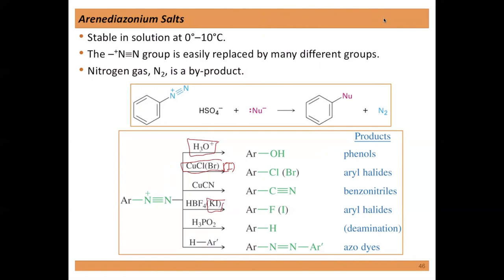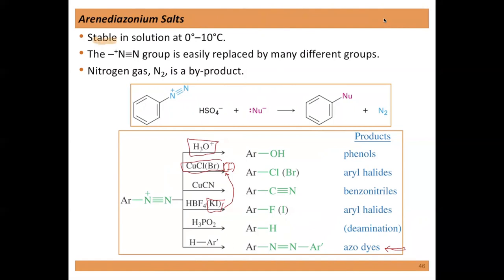Or you can use the copper iodide. I like this idea because then everything's consistent. Notice you can't just use the copper fluoride. For some reason that doesn't work, but for chloride, bromide, iodide, you can just use the copper(I) salt. For fluoride, you need HBF4. To put a hydrogen on there, H3PO2. And then finally, this last one is azo dyes. We can actually do azo dyes, which we haven't really talked about. So let's talk about that, and that will be the last reaction that we need to discuss.